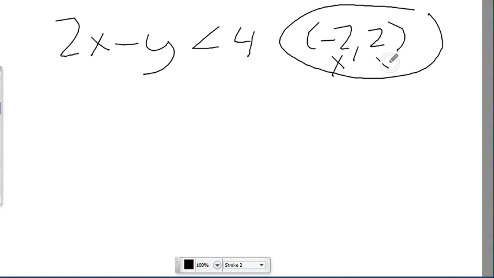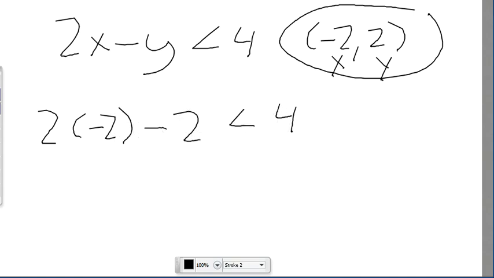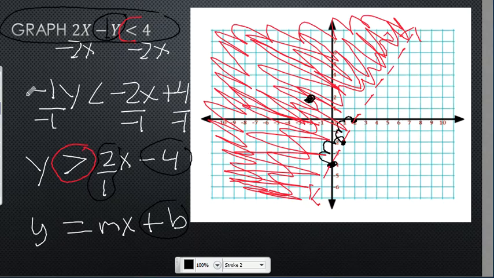So this is our x, this is our y. So 2 times -2 minus 2 is less than 4. 2 times -2 is -4. -4 minus 2 is -6. And we know that that is true. -6 is less than 4. So you can pick any point within this solution area right here, and that will make your inequality statement true.